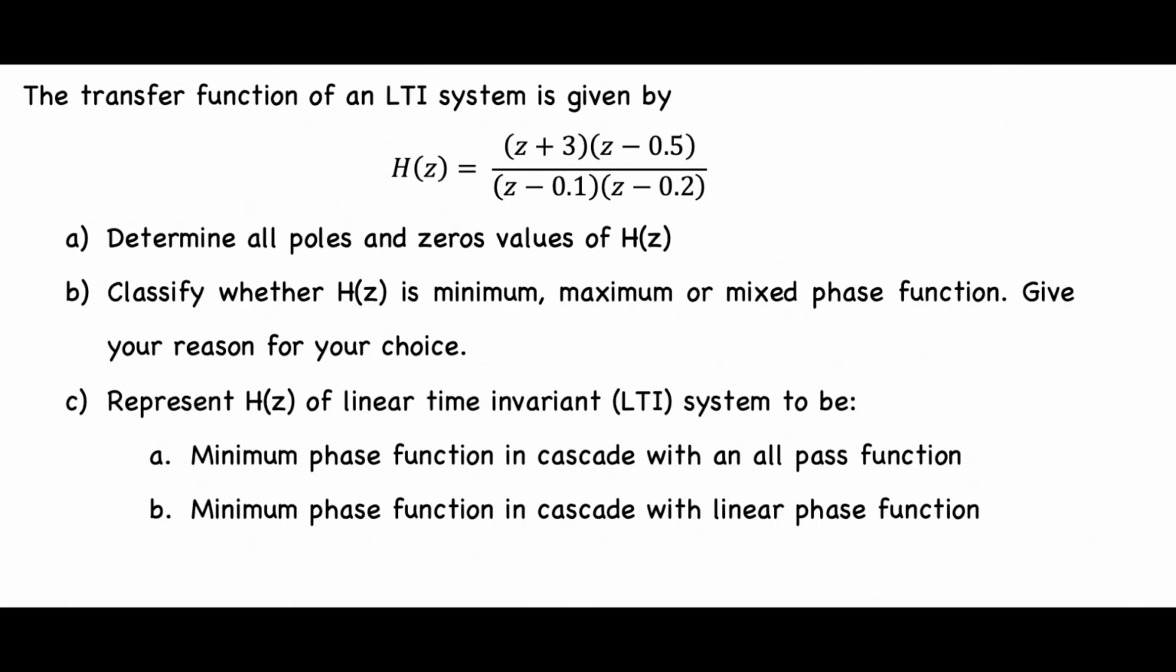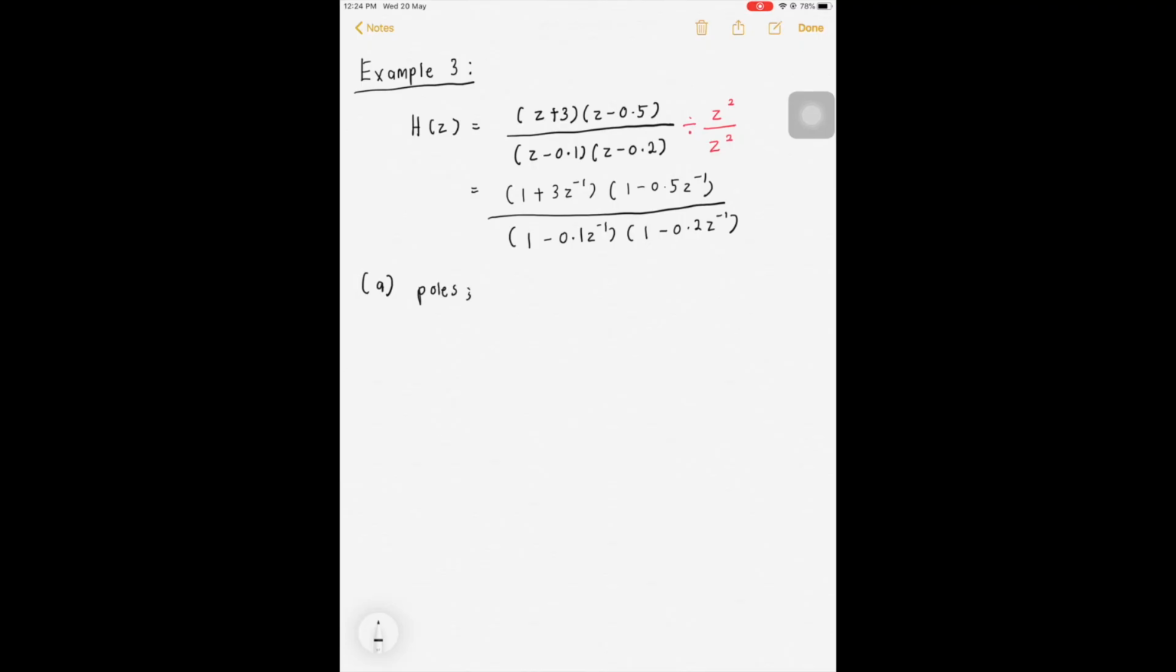Okay, so next we are going to move to the next question. The question is: determine all poles and zeros values of H(z). Again, poles values you get from the denominator part. From the denominator part you know that z equal to 0.1 and 0.2. Zeros values you get from your numerator part. So your numerator part gives minus 3 and 0.5.